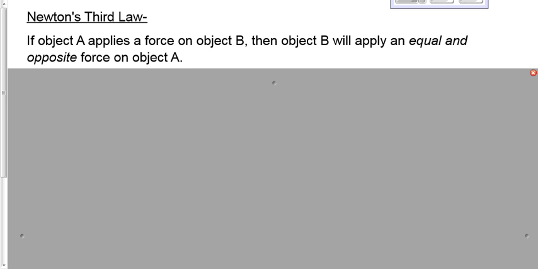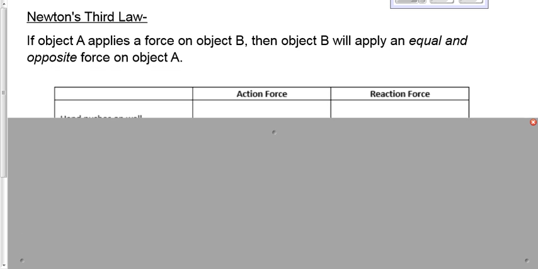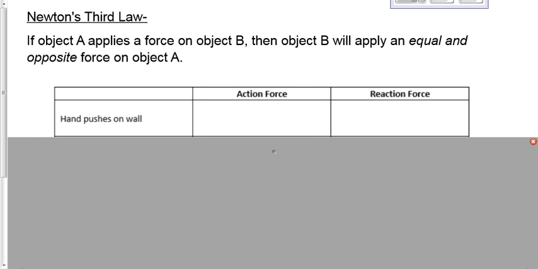Let's take a look at some action-reaction forces here. If my hand pushes on the wall, like look, right now I'm leaning on the wall. My hand is pushing on the wall, right? What's the action force when my hand pushes on the wall? Easy. It's my hand on the wall. What is the equal and opposite reaction force?